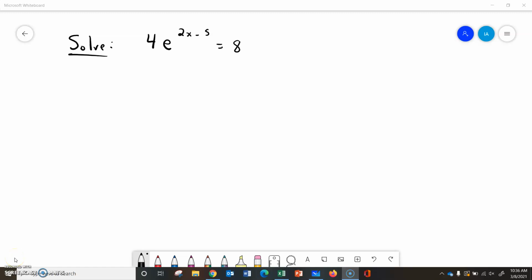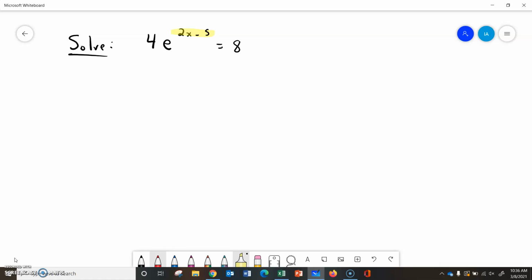We're going to solve the equation 4 times e to the 2x minus 5, and that's all going to be equal to 8. So we want to get to this exponent up top because that's where our x is. So how do we get that out? Well, we want to go from the exponential form to a log form.